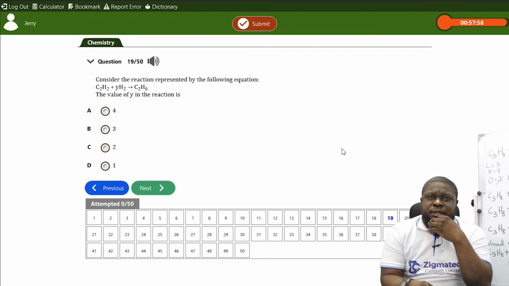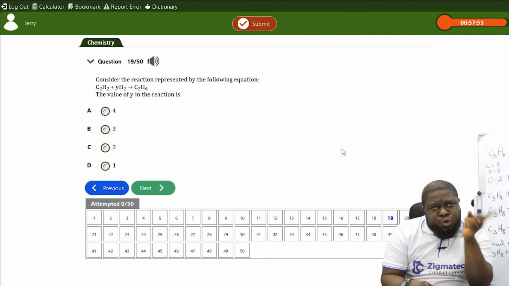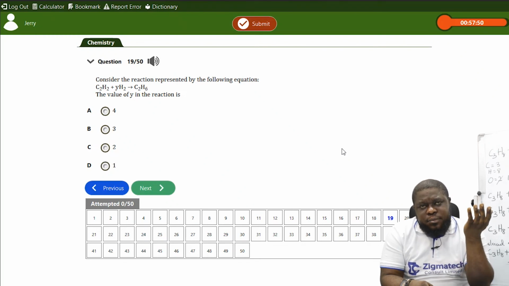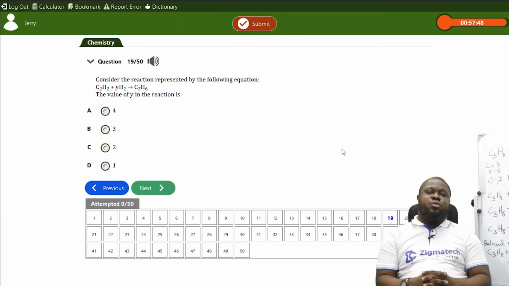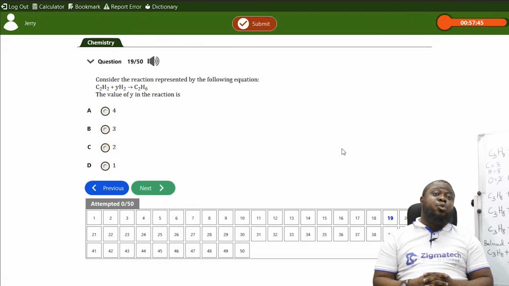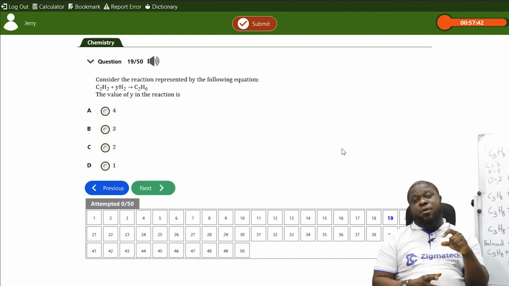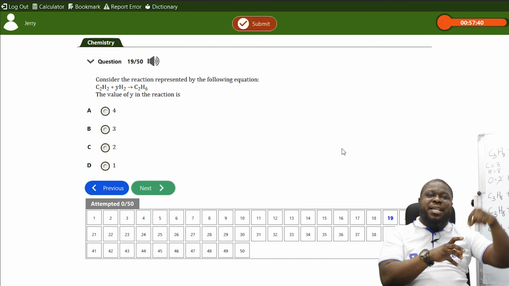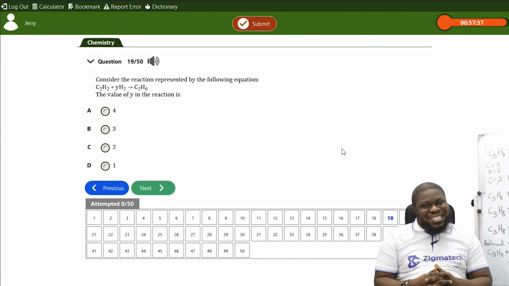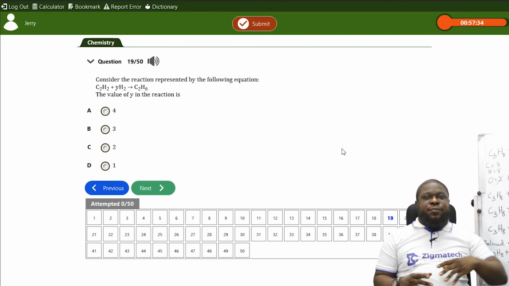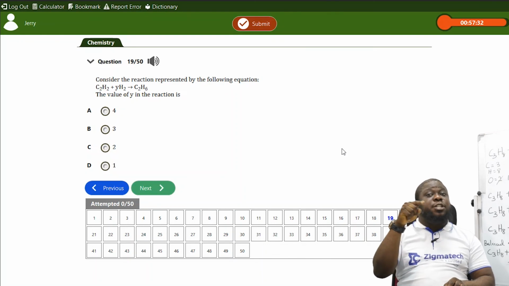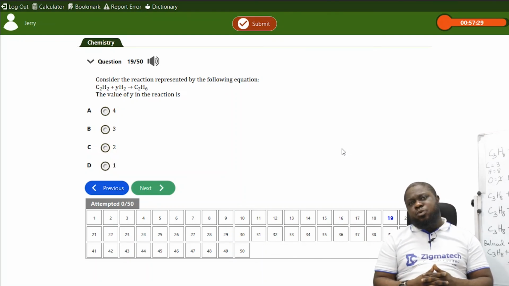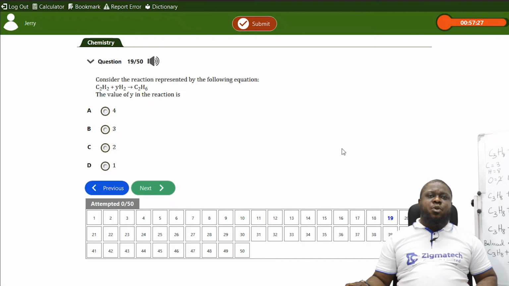If you use 3, 3 times 2 is 6, plus the 2 will give you 8. But if you use 2, 2 times 2 will give you 4, and 4 plus the 2 for the first hydrogen will give you 6. Now, hydrogen is 6 on the left, and on the right it is C subscript 2, H subscript 6, so y will be 2. That y is what makes the equation balance. So in essence, y is 2, and the answer is 2C.